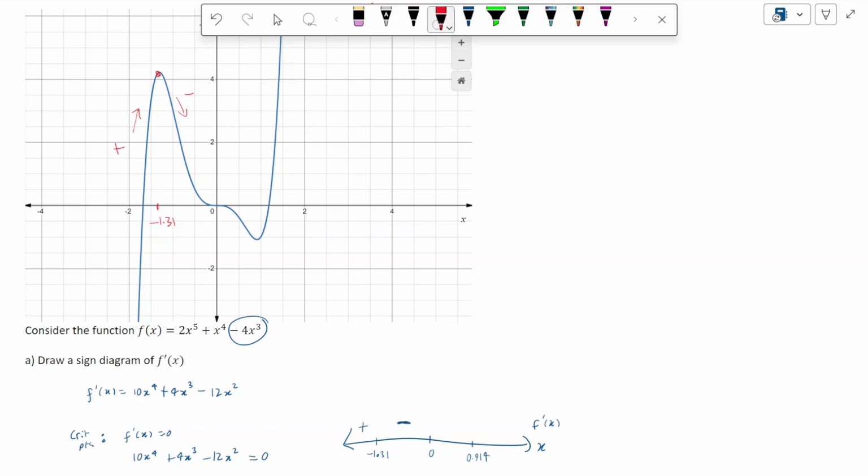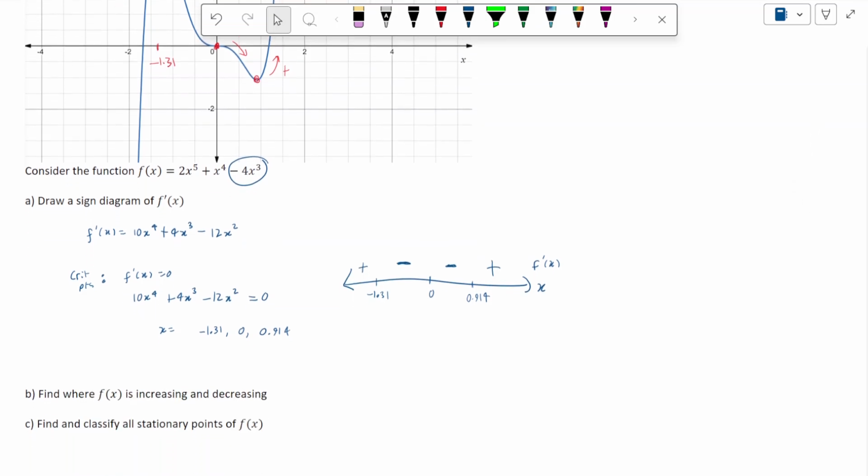Now it does go flat at 0 again, but it doesn't go back up again. It still goes downhill after that. And then it goes flat, and then it goes uphill. So your next bit on the sign diagram will be a minus and then a plus, just like that.